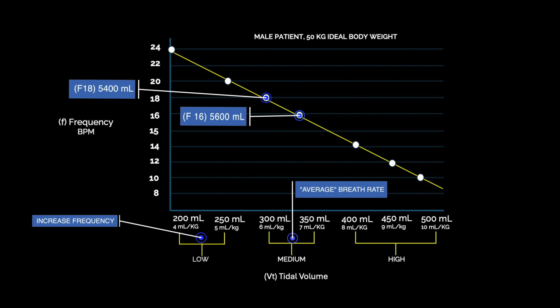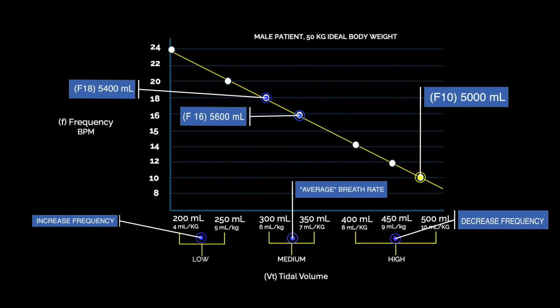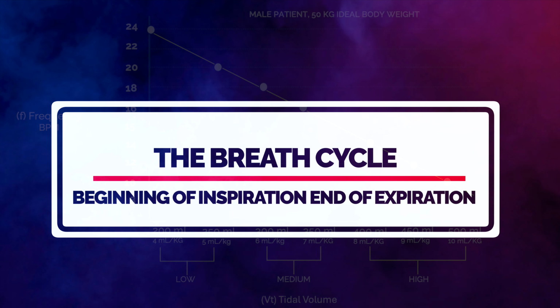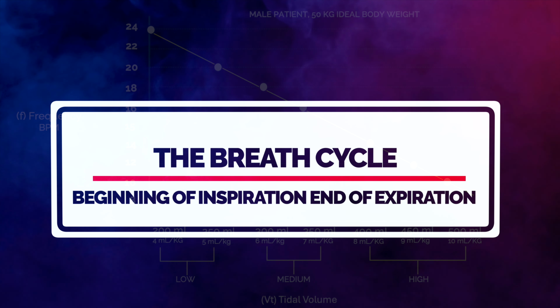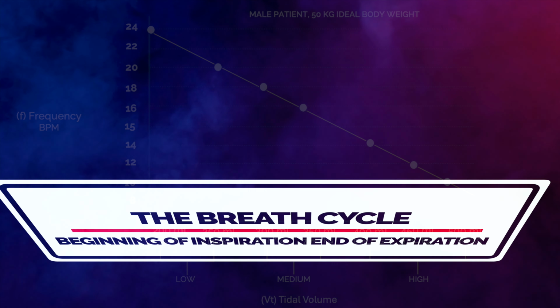As we move to the higher volumes in the 8 to 10 milliliter per kilogram range, the frequency decreases to 10 breaths per minute to maintain an appropriate minute volume and allow adequate time for exhalation during the breath cycle. By definition, the breath cycle starts at the beginning of inspiration and continues until the end of expiration. There will be more on that topic in the next module.